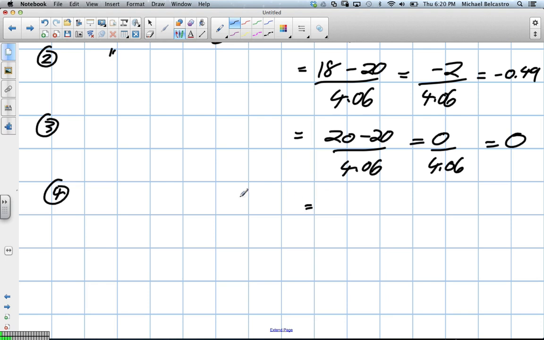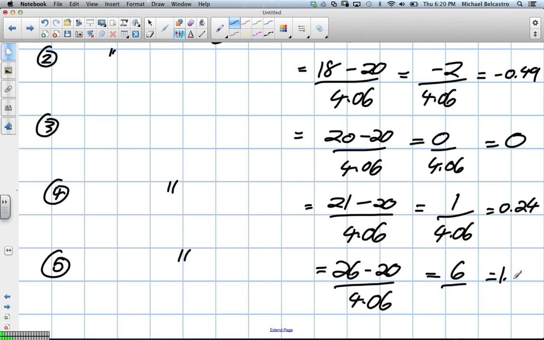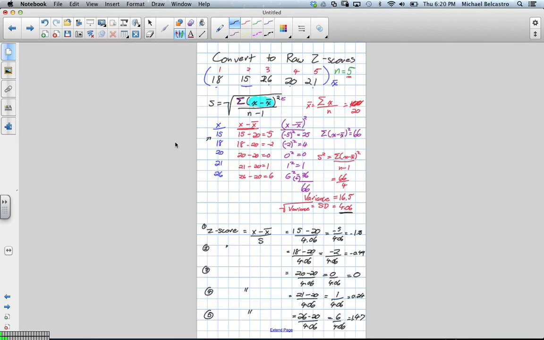The next one was the value of 21, which we know is going to be 1 over 4.06. What did you get? 0.24, yep. And finally, the fifth was the value of 26. What did you get for that? 1.47. Okay, so these are our raw z-scores. Each of these represents a raw z-score: negative 1.23, negative 0.49, 0, 0.24, and 1.47.